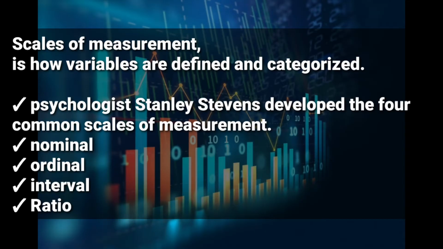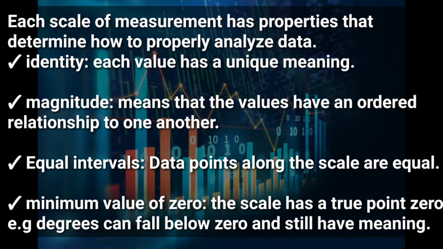According to a psychologist called Stanley Stevens, he developed the 4 common scales of measurement, and that is nominal, ordinal, interval, and then ratio. So we are going to be looking at each of them in detail, one by one. We shall look at the nominal, the ordinal, the interval, and then the ratio scale of measurement. Each scale of measurement has properties that determine how to properly analyze data.